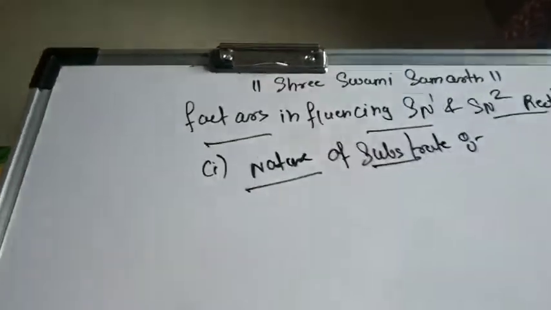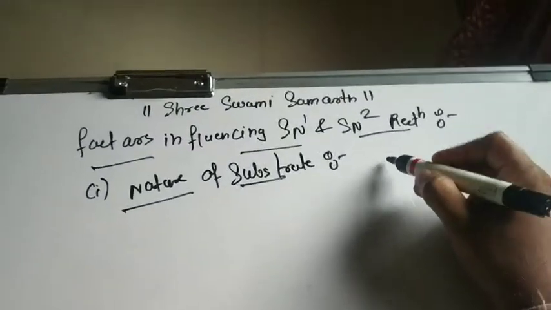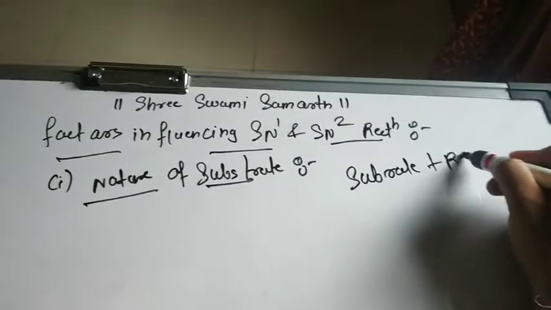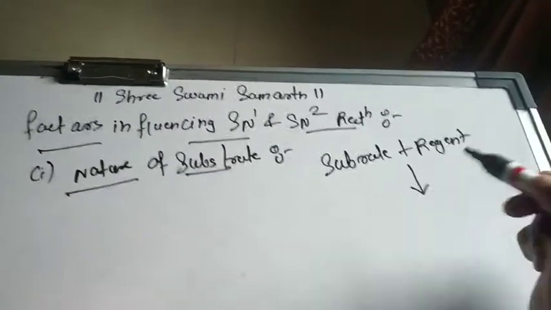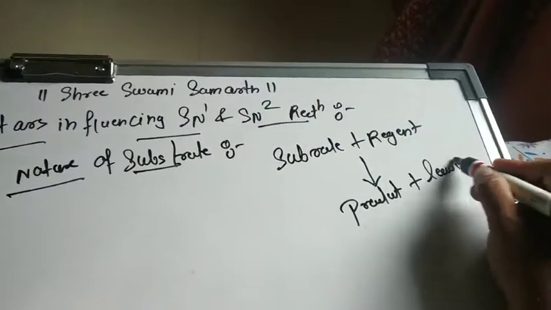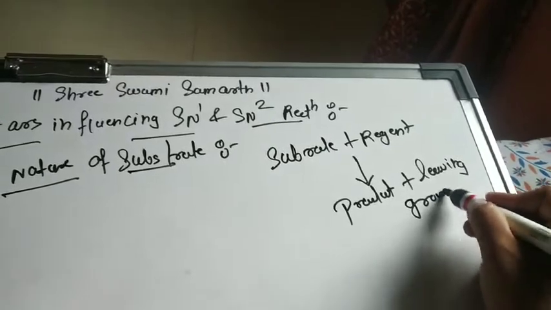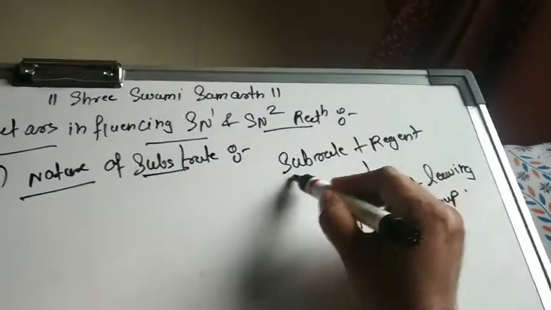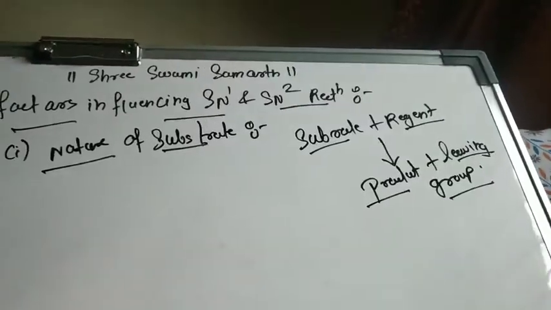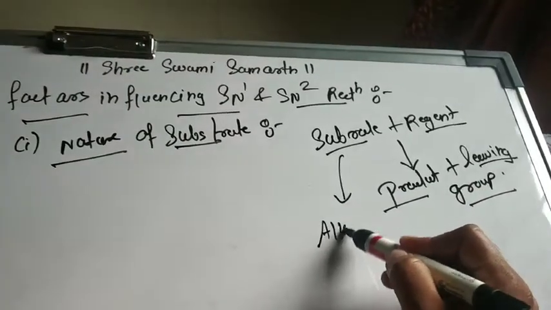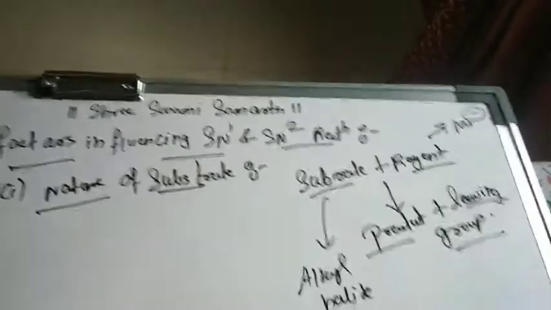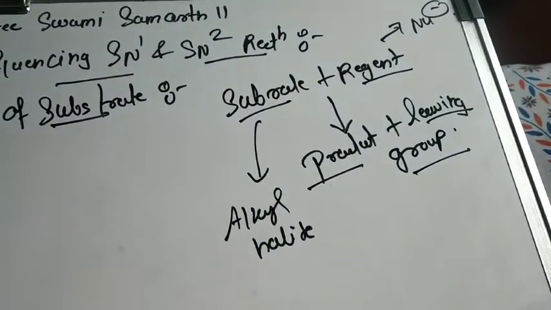Right? So we all know what the substrate is in the reaction of SN1 and SN2. There is one substrate plus one reagent, and they combine to form the product, and we also have one leaving group, right? This is what I told you. So the substrate is nothing but the alkyl halide, and the reagent is nothing but the nucleophile, right? So the nucleophile is the reagent and the substrate is the alkyl halide.